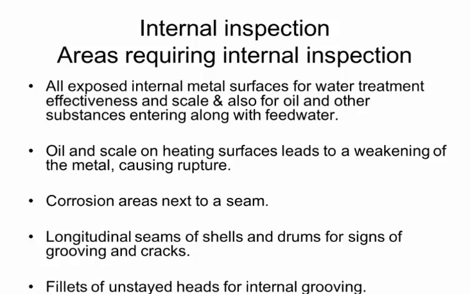So the areas requiring internal inspection: all exposed internal metal surfaces for water treatment effectiveness and scale, and also for oil and other substances entering along with feed water. Oil and scale on heating surfaces lead to a weakening of the metal, causing a rupture. Corrosion areas next to a seam, okay, so you need to take a closer look at that as well. Always check longitudinal seams of shells and drums for signs of grooving and cracks, and also fillets of unstayed heads for internal grooving.